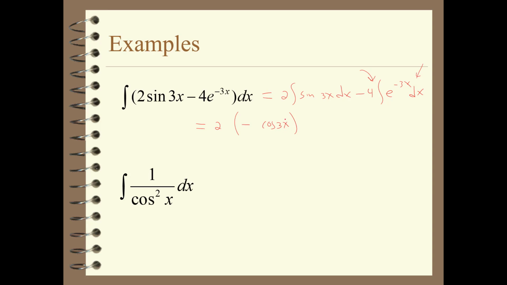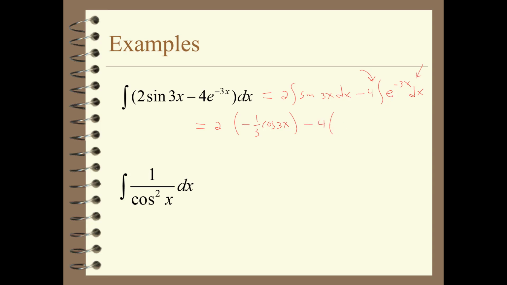The inside of this composition, its derivative is 3, but I don't see a 3 here. So that multiplication of 3 must have canceled. So there must have been a 1 over the constant I'm missing. Then you have minus 4.